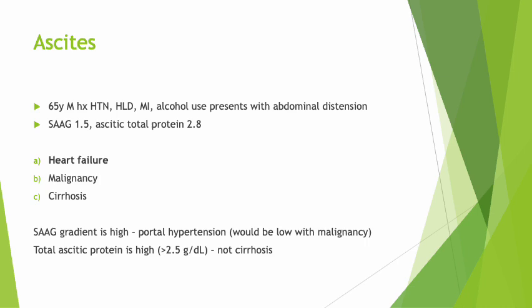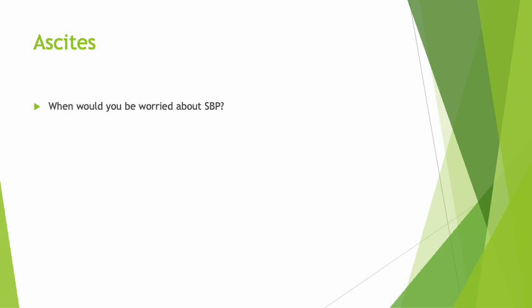And now you look at the ascitic total protein, and typically they'll give you a range for the ascitic total protein, whether it's high or low, but in this case, we can see that it's high, so it's above 2.5. So remember, total ascitic protein is going to be the permeability of your hepatic sinusoids. Because it's high, you know it's not cirrhosis, and so the answer for this one is going to be heart failure.